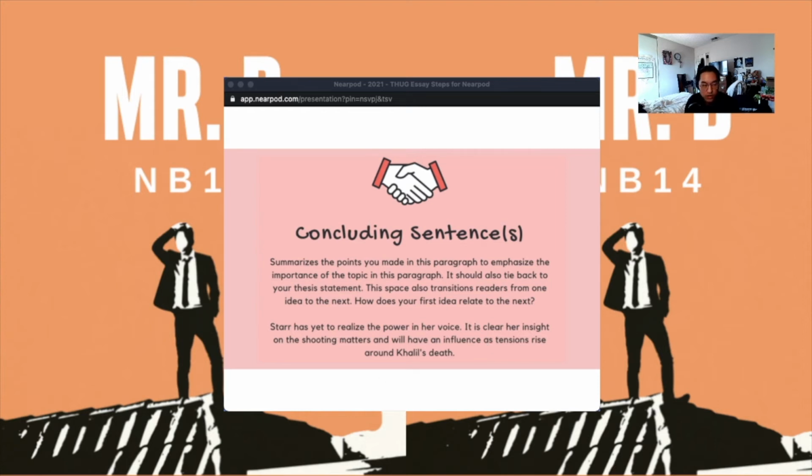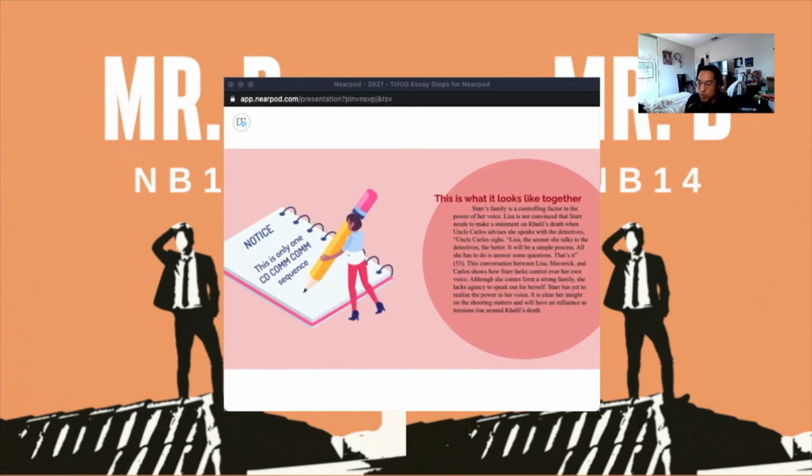So let's look at this all together. Keep in mind that this is only one CD-COM-COM sequence. Typically, you'd have a second piece of concrete detail or evidence, and then 2 more sentences of commentary. So this paragraph would be a little bit longer.